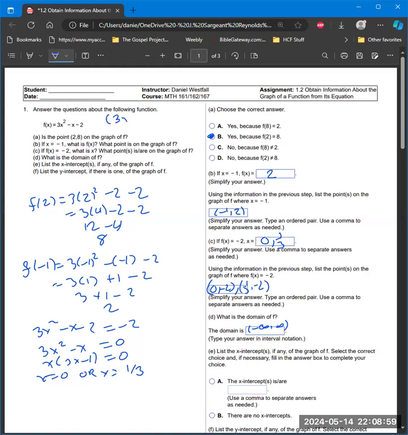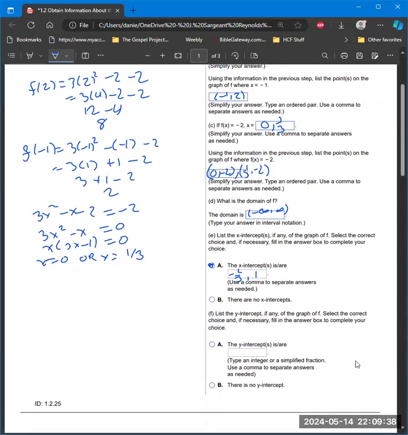x-intercepts. So factor this: 3x, and then this is going to be minus, plus, 1 and 2. So -3 plus 2 is -1. And then when I set them equal to 0, x equals -2/3, or x equals 1. So the x-intercepts are -2/3 and 1. And the y-intercept: when x is 0, y is -2.